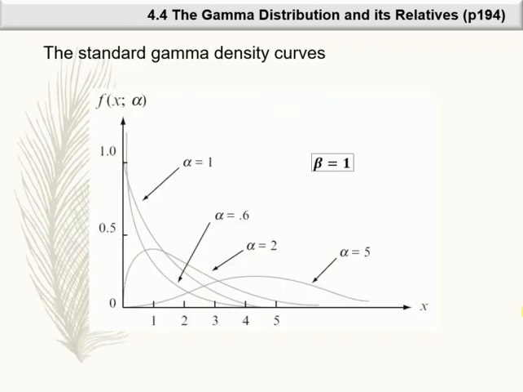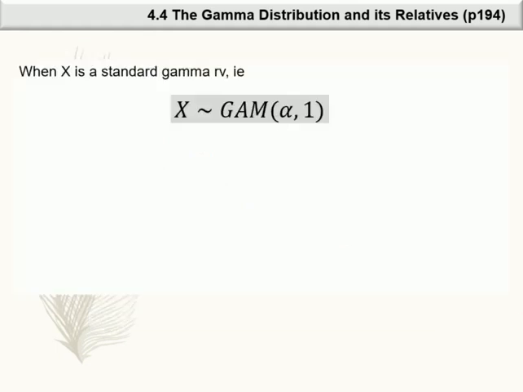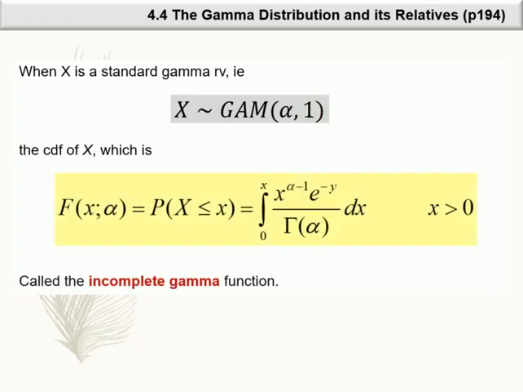This is what standard gamma density curves look like. This graph is in the textbook, and what they've done is fix beta equal to 1 and then vary alpha. You can see that the shapes differ, which makes sense because alpha is your shape parameter. Now, when X is a standard gamma random variable, this would be your shorthand notation. This is going to be 1. And the CDF is a special one. It looks like this, and it's called the incomplete gamma function.